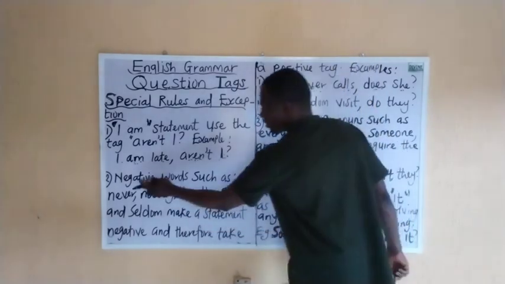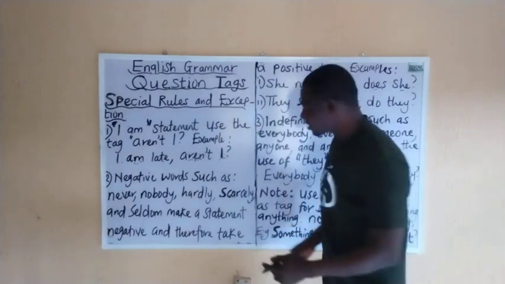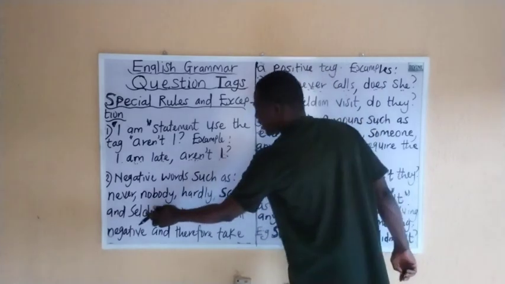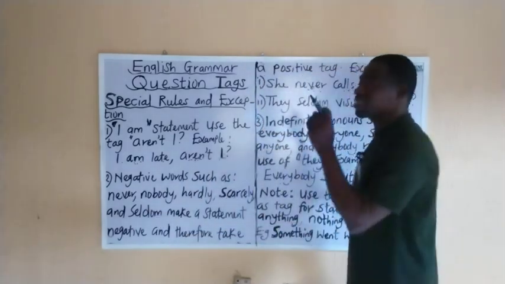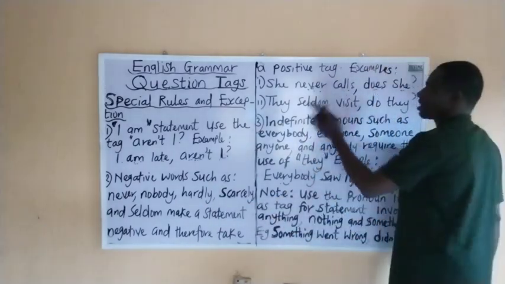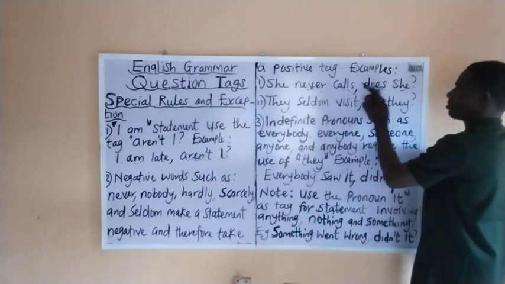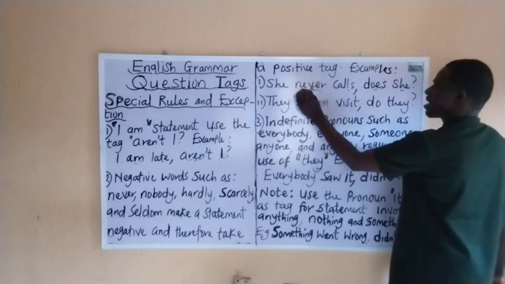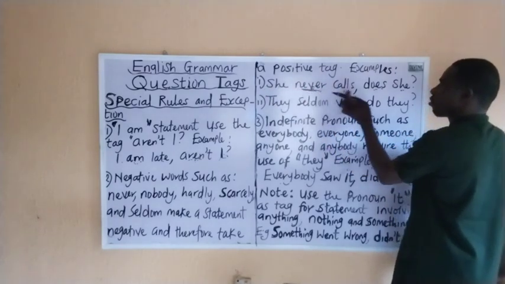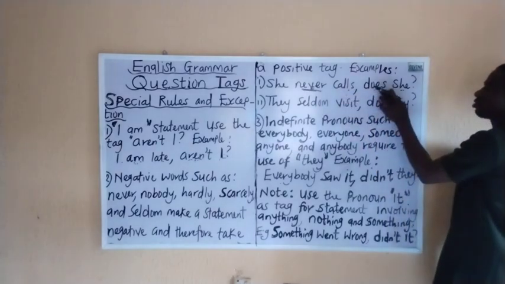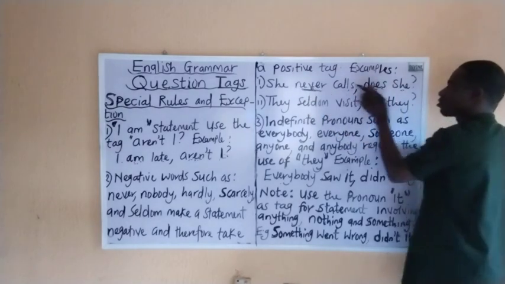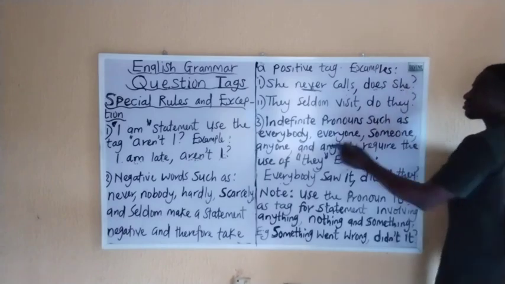Number 2, negative words such as never, nobody, hardly, scarcely, and seldom take a positive tag. These are negative words, but they take a positive tag. Let's see an example. She never calls, does she? Never here is a negative word, so it can be replaced by she doesn't call. So we have what? Does she? So here, never acts as doesn't. So we have does she.